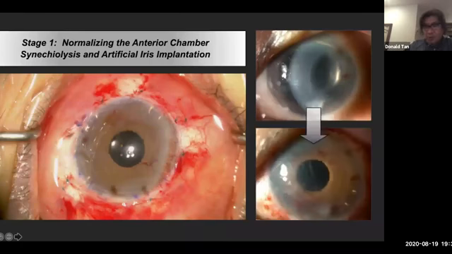So this is what the patient looked like post-op. You can just see the sutures here, but basically it's a well-centered iris implant. This pupil diameter is of course fixed. I think it's 3.4 or 3.8 millimeters. It gives you a good view of the retina.